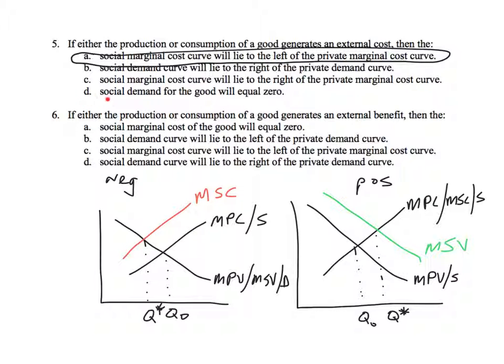If you're going to think right, left. Social demand curve will equal 0. No. So we've ruled out B, C, and D. So A is the only right answer to number 5.